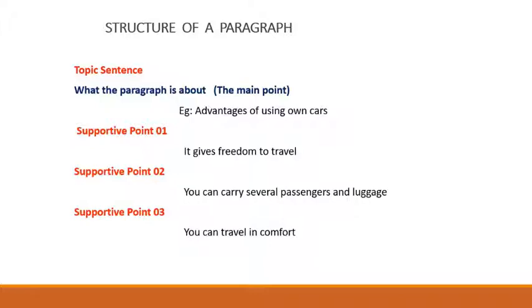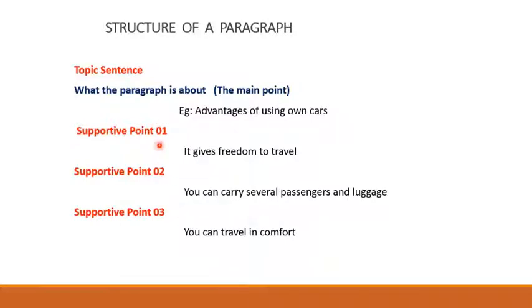Let's take an example. Suppose that we are planning to write a paragraph on the topic advantages of using own cars. Now the main point of the paragraph is clear. What's the main point? Advantages of using own cars. So the topic sentence should deal with that.